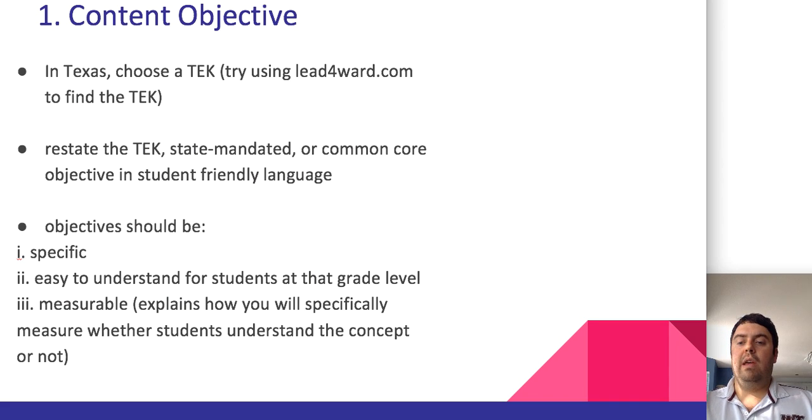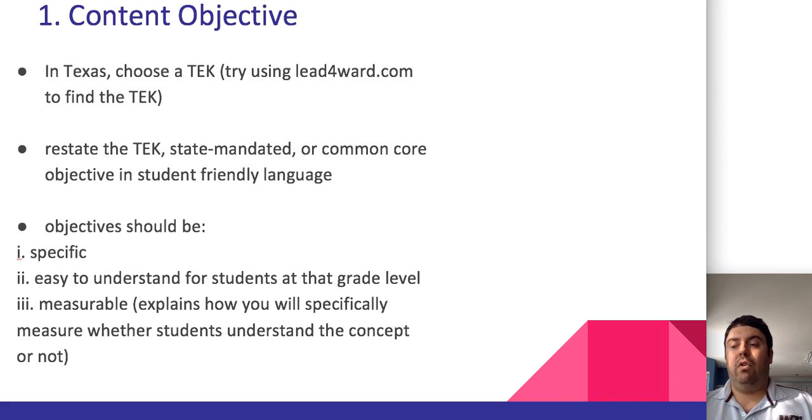In Texas, we have state-mandated objectives. We call them the TEKS or the TEKS, depending on how you pronounce it. And a great resource to look for them is called leadforward.com. If you're not in Texas, then most likely if you're in the United States, your state has their own mandated content objectives for each grade level and content area. Or you might even be using the Common Core, which is for the entire nation, depending on if states adopted it or not.